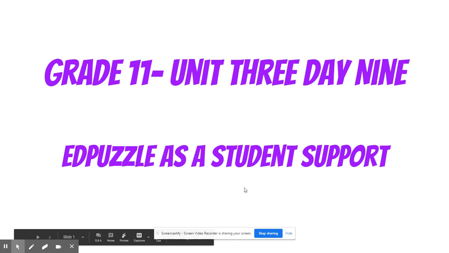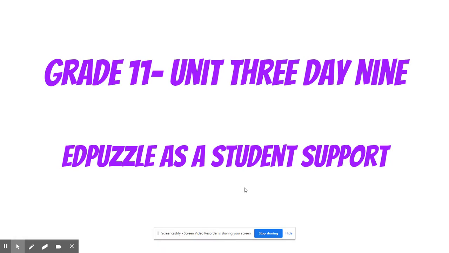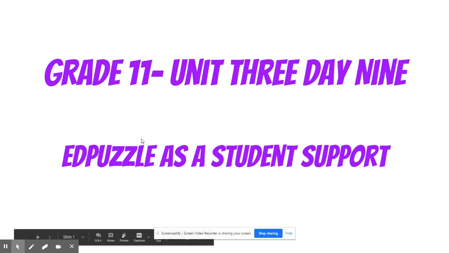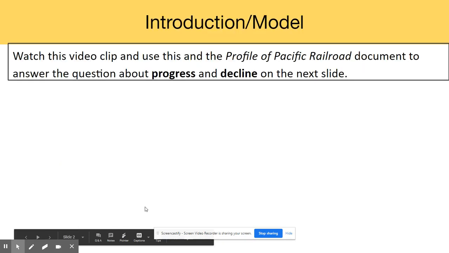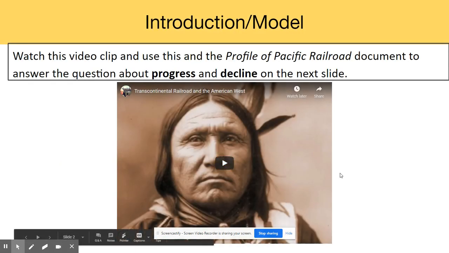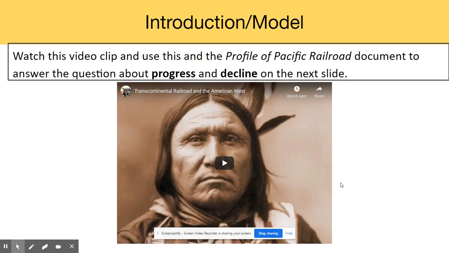Everyone, I'm going to specifically share now how I use Edpuzzle as a student support. I'm going to work with grade 11, looking at Unit 3, Day 9. Now, this slide came from the specific lesson. It calls for students to watch a video clip and use this and the Profile Pacific Railroad document to answer the questions about progress and decline on the next slide.